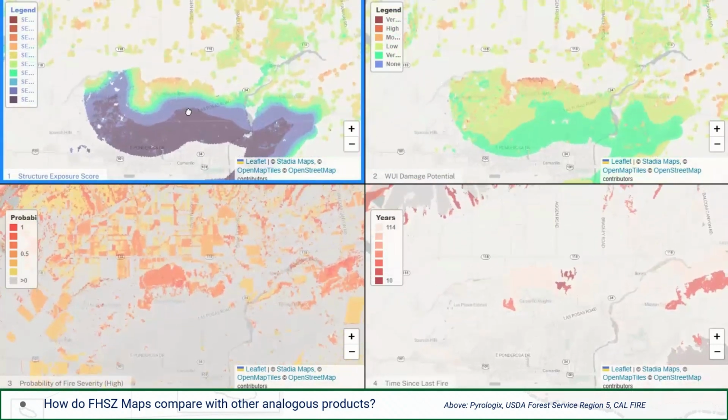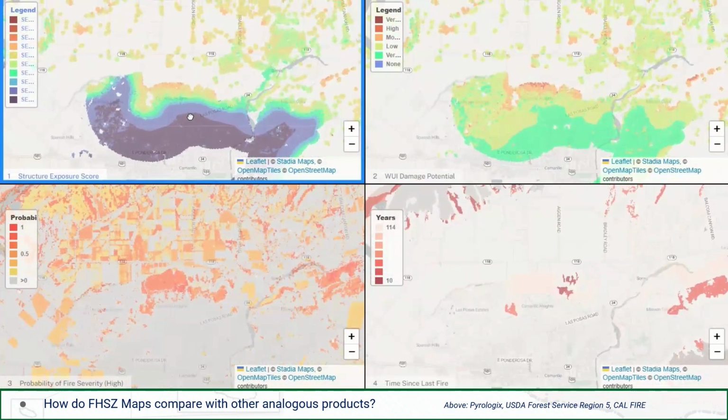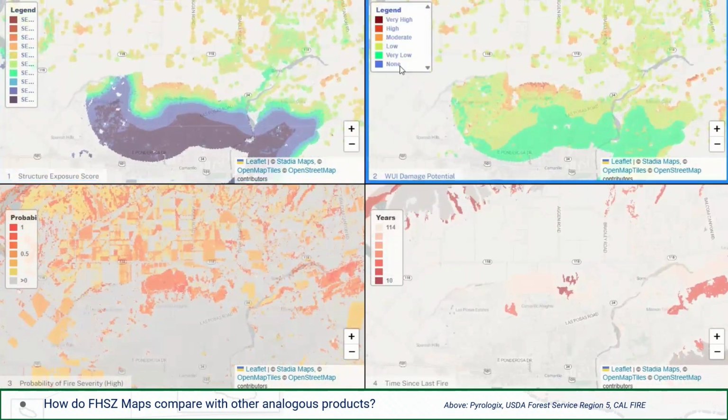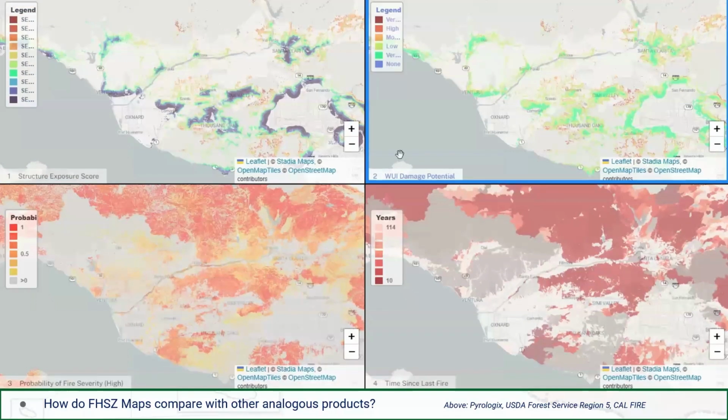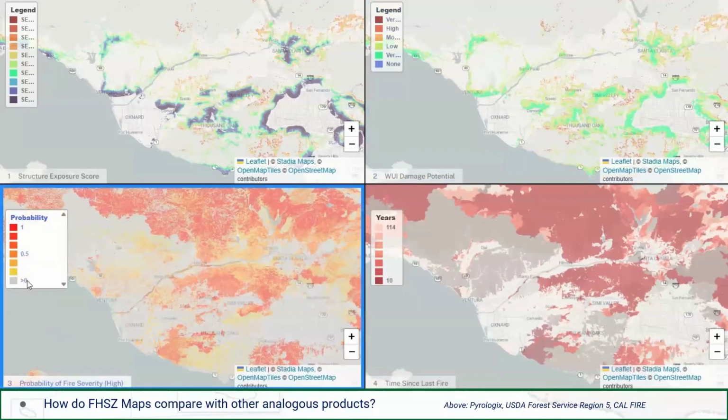You could even take that this data is pre-2024 Mountain Fire. If we take a look, like we're doing now, at the Camarillo Heights neighborhood impacted by the 2024 Mountain Fire, it's a good verification of this data's integrity, because they were rated as quite high in terms of structure exposure score and WUI damage potential. The 2024 Mountain Fire destroyed about 83 homes just in Camarillo Heights.